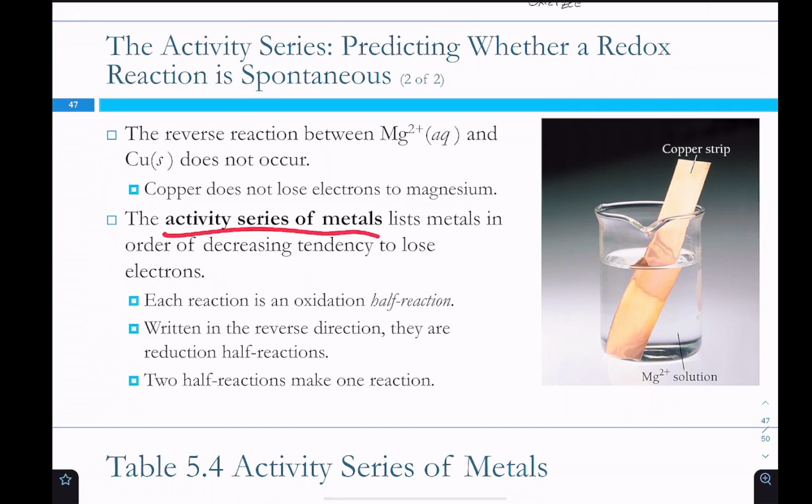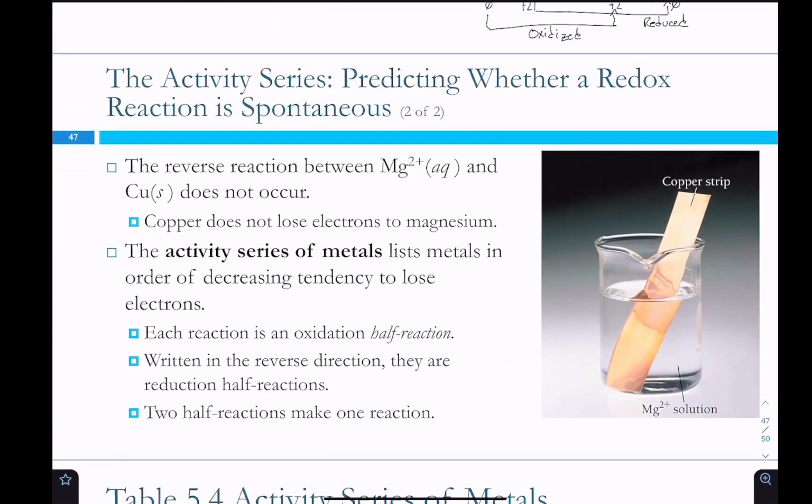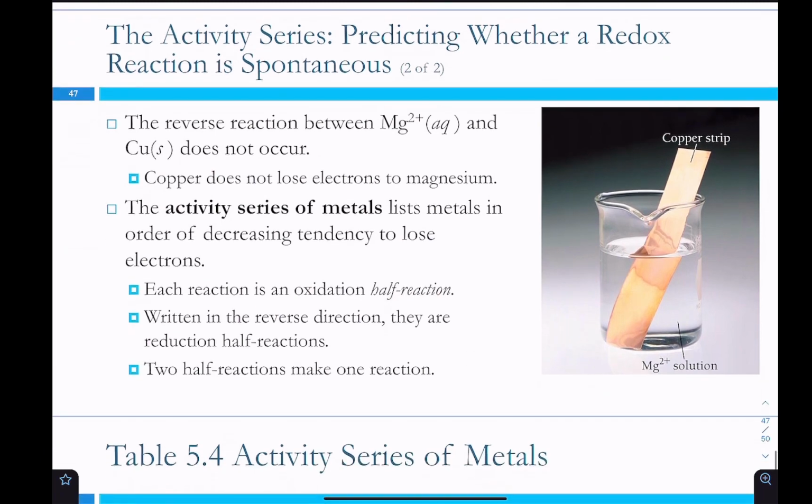And so we can use the activity series of metals, which lists the metals in order of decreasing tendency to lose electrons. And each reaction on this table is a half reaction, so it's only going to show you the metal by itself, and these are oxidations, it's an oxidation table. So it's the oxidation half reaction: metal element on the left, ion plus however many electrons it would lose on the right. And we can take these oxidation reactions and write them in the opposite direction, and they become reduction reactions.